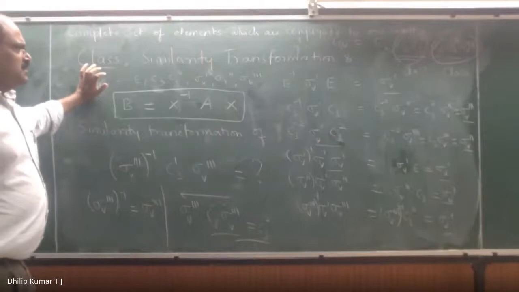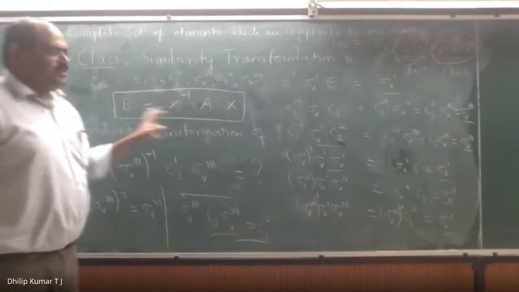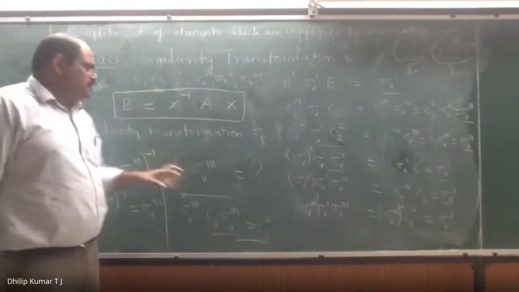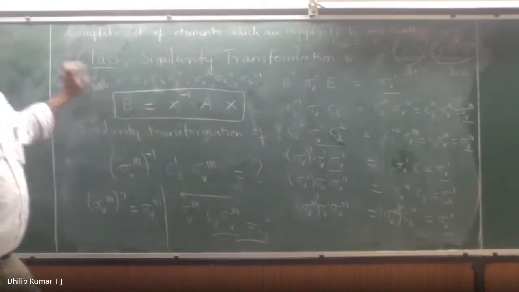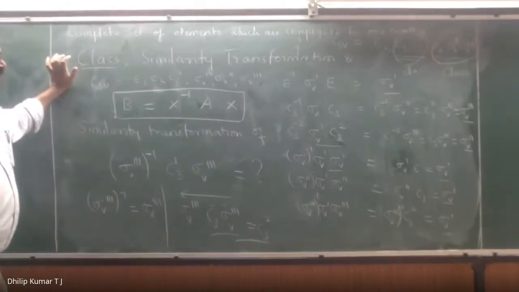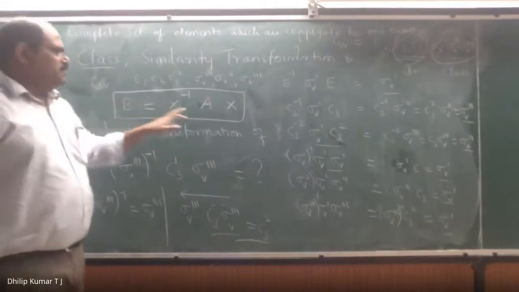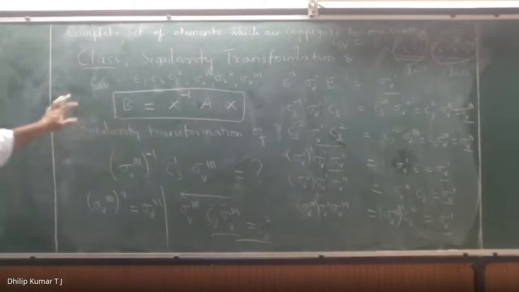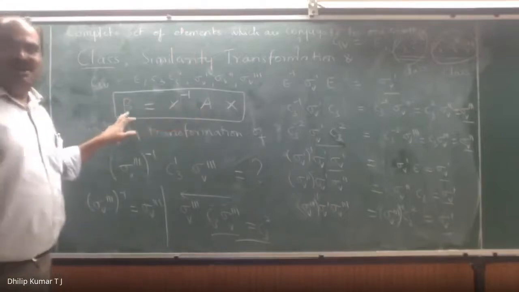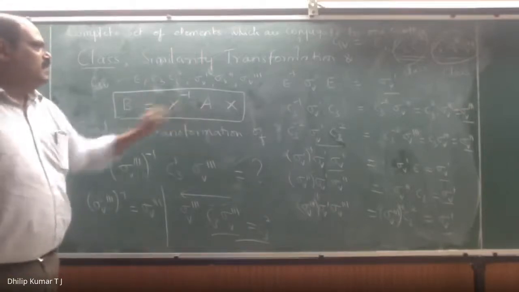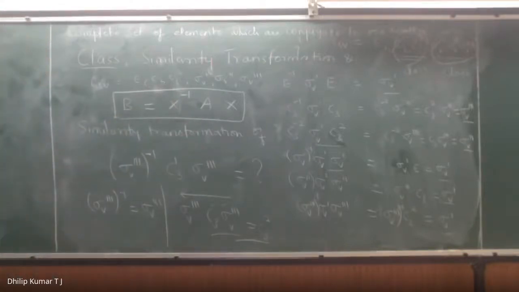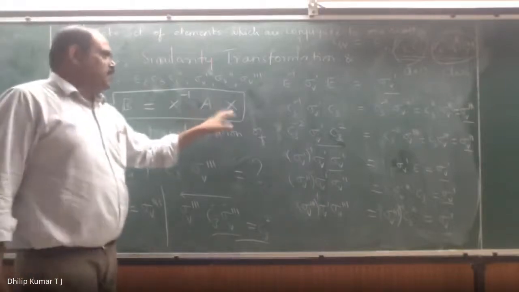So this is what we are trying. If this relation is valid, then we say A and B are conjugates, and we say B is a similarity transformation of A with respect to X. So these are some definitions. A and B are conjugate elements, and B is said to be the similarity transformation of A with respect to X.